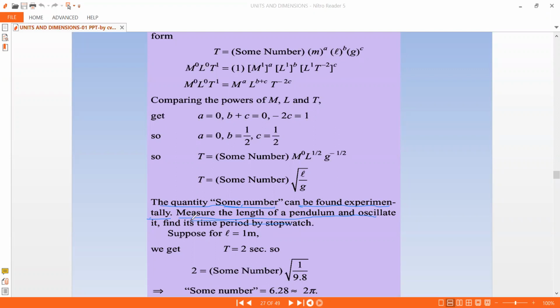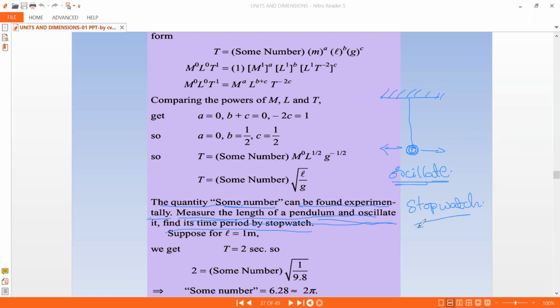So measure the length of the pendulum and oscillate it, and find its time period by a stopwatch. That is the experiment you can conduct. You can take a simple pendulum, this is the bob of the simple pendulum, and then make it oscillate. The to and fro motion you can measure by using a stopwatch.